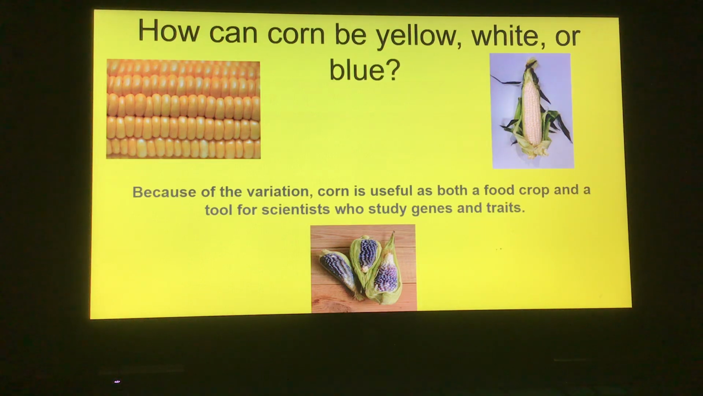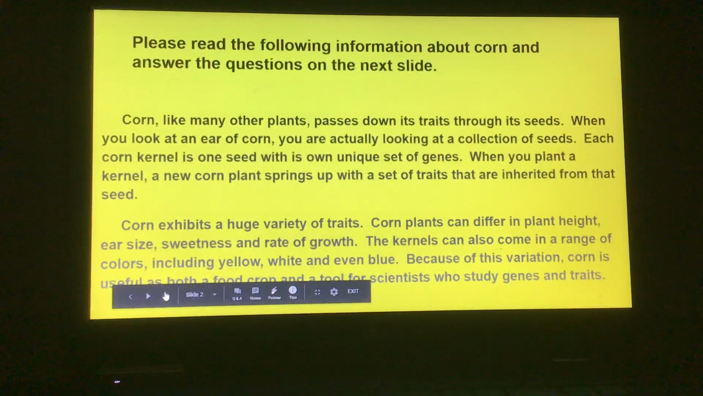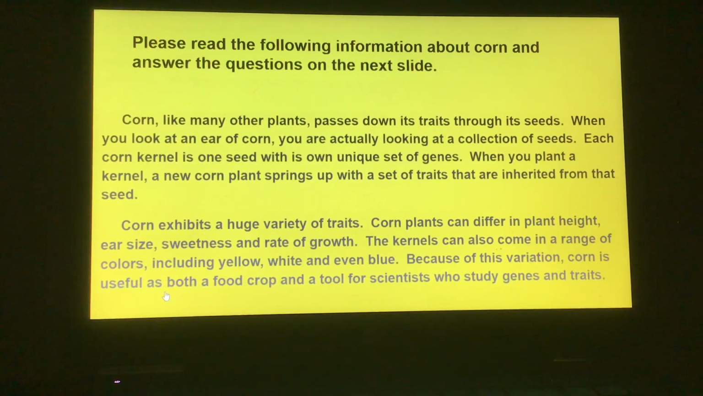Hey, this is Mrs. Hasmer, and we've been working on genes and traits in Punnett squares. And today's lesson is how can corn be yellow, white, or blue? Because of the variation, corn is useful as a food crop and a tool for scientists who study genes and traits. Please read the following information about corn and answer the questions on the next slide.